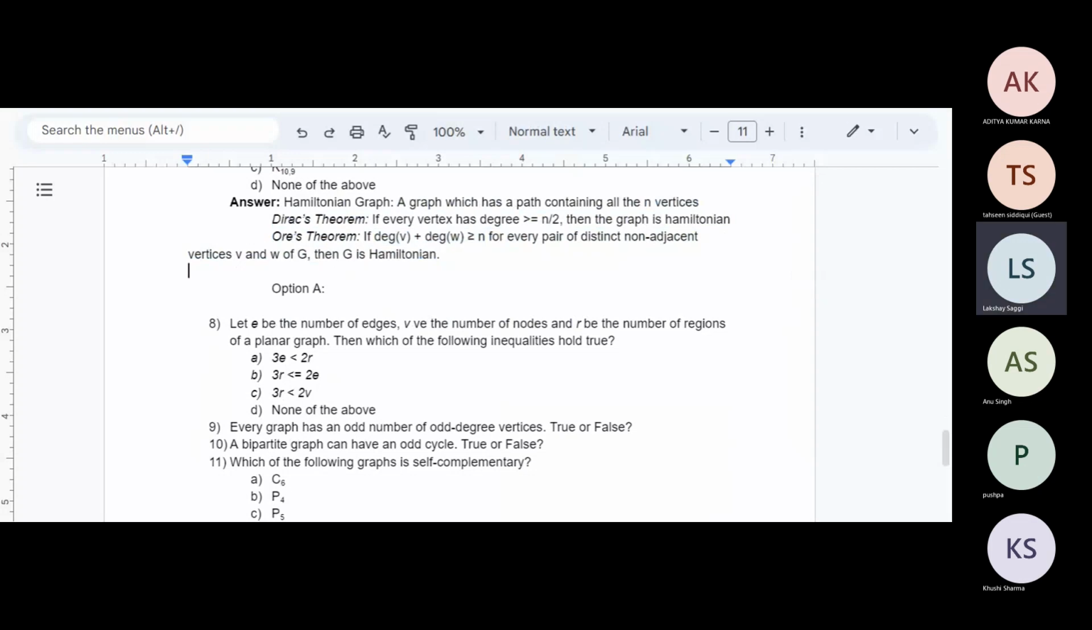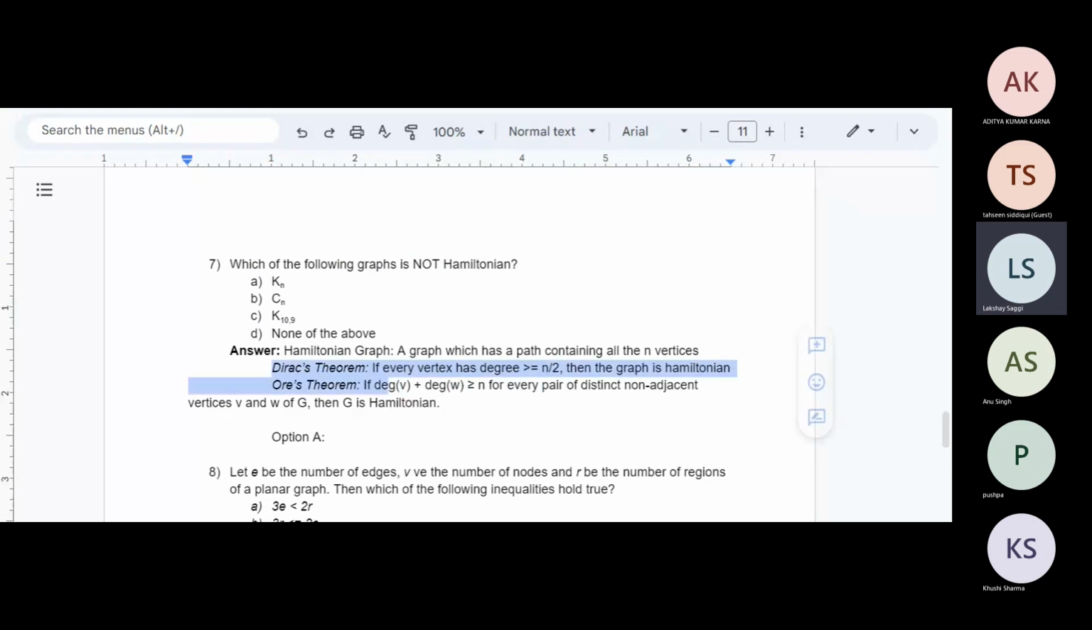Yeah. So this is Ore's theorem. This is also an if statement, not an if and only if statement. So there can be cases where this statement fails, but the graph is still Hamiltonian. So coming back to the question at hand, these are just the two theorems regarding Hamiltonicity of a graph. So now coming to the question at hand.